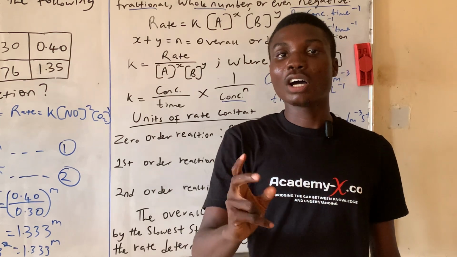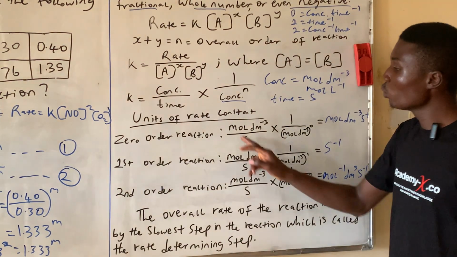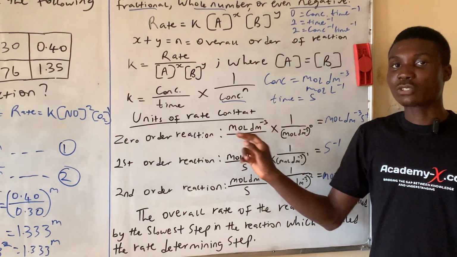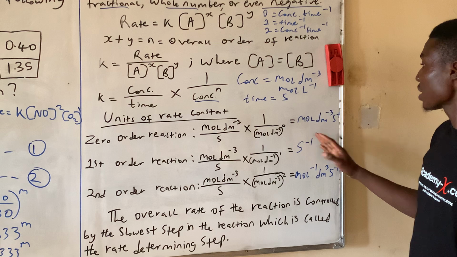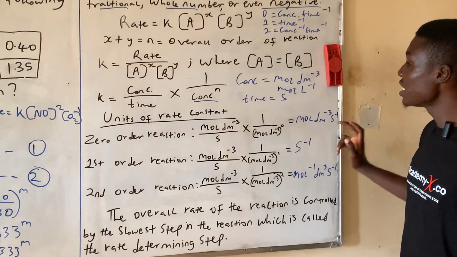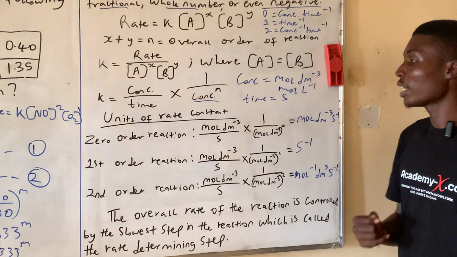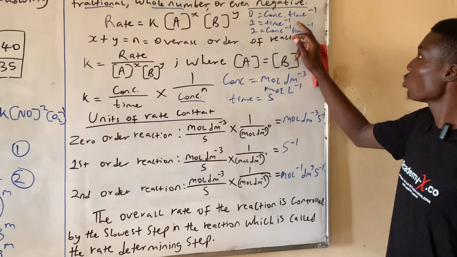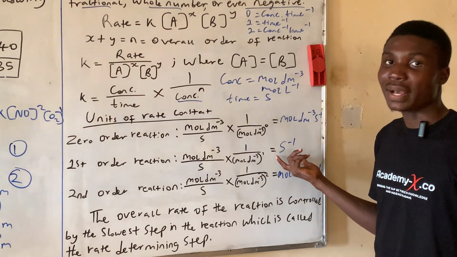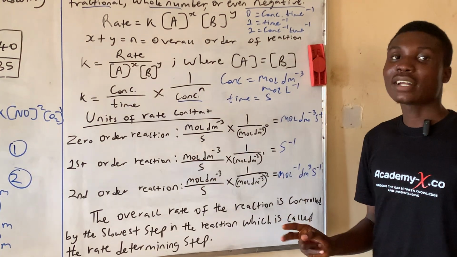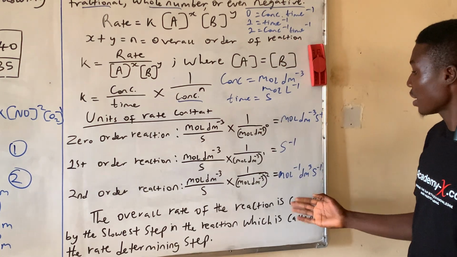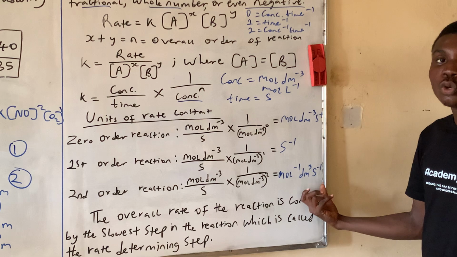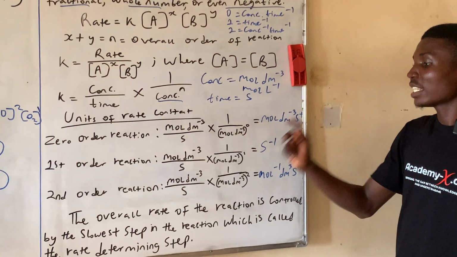The way you will know the order of reaction is simply by looking at the unit of the rate constant. If the unit of the rate constant given to you is just concentration per time, for example mole per dm cube per second, it tells you that this reaction is a zero order reaction. If the unit is per time, for example per second, it tells you that it's a first order reaction. And if the unit is per concentration per time, for example per mole dm cube per second, it tells you that it's a second order reaction.